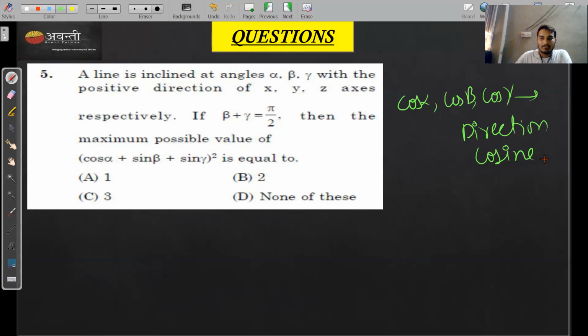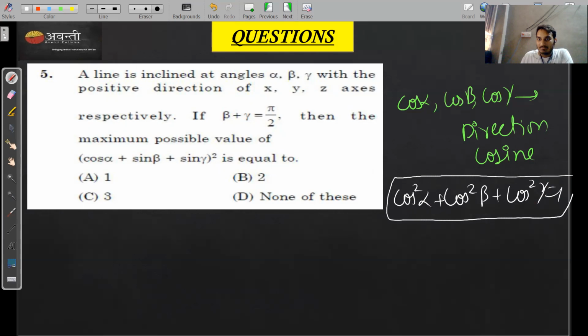And we know the direction cosine identity, that cos square alpha plus cos square beta plus cos square gamma is equal to 1. Okay. So see, this equation is already given in the question just by stating that a line is inclined at angles alpha, beta, gamma with the positive directions of the XYZ axes. So we should already know this equation. If someone got this equation, then he has solved the question rightly.